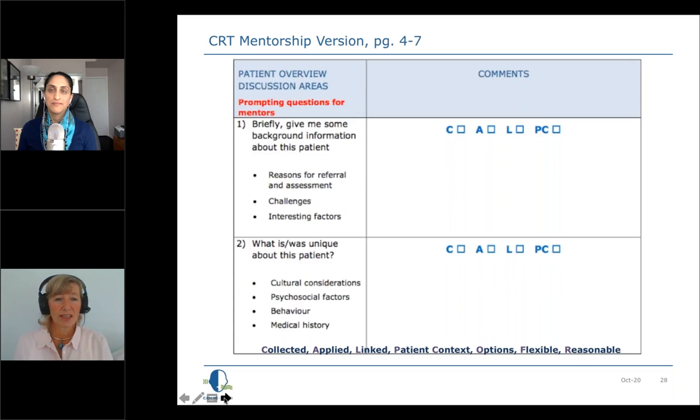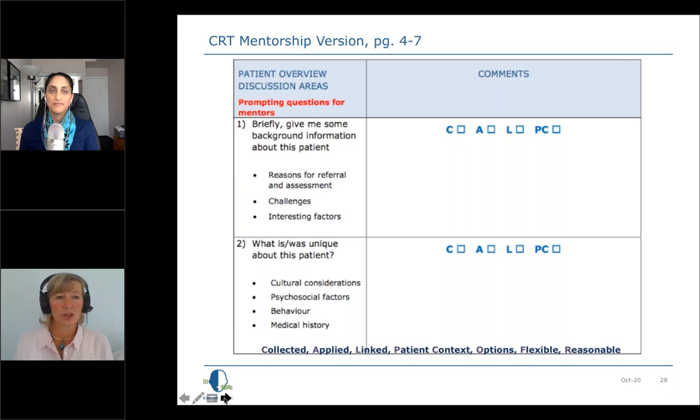So at this point, I think it's going to be helpful to actually look at the tool itself. It's made up of, I want to say 3 pages. It might be 4. I believe it's 4 pages, pages 4 to 7, right there at the top. So the first section is patient overview. There are in total 9 prompting questions as part of this tool. And you can see on this first page, there's question 1 and 2.